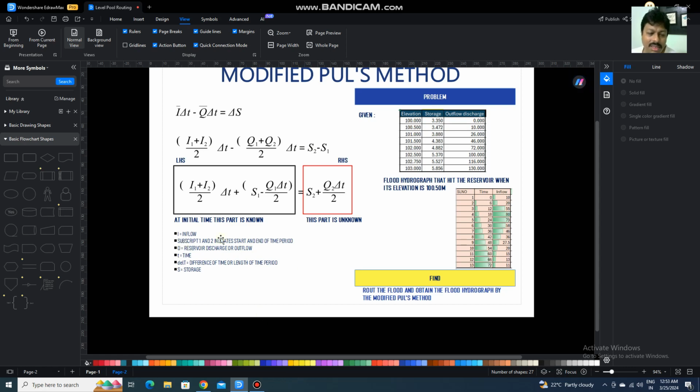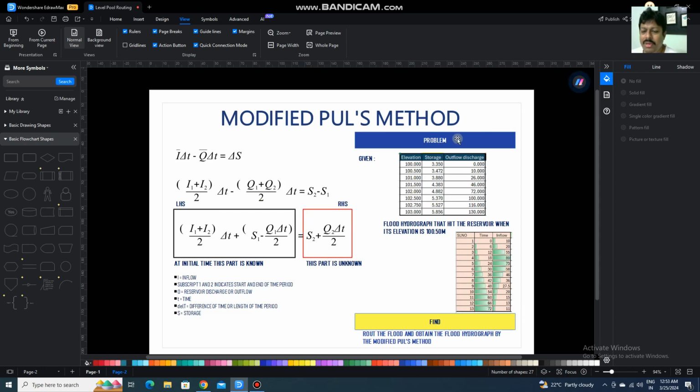And as you know, I is the inflow, subscripts 1 and 2 indicate start and end of the time period, I have already discussed. D is the reservoir discharge or outflow. T is the time. Del T is the difference of time or length of the time period. This also I have already discussed. S is the storage.